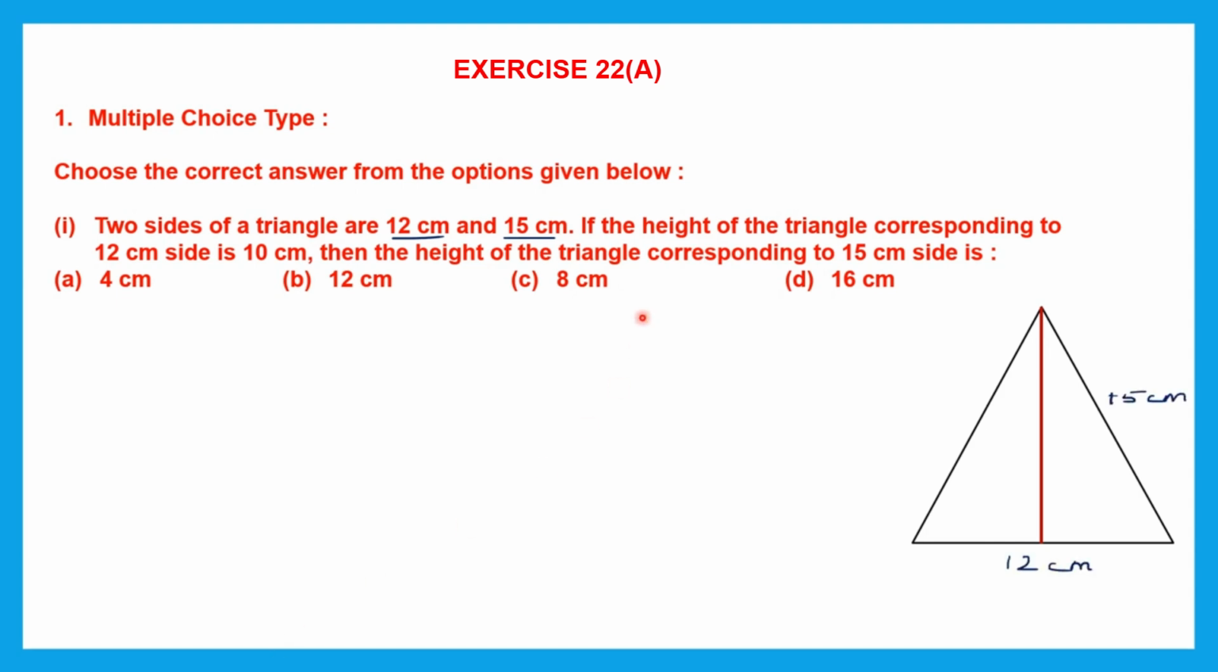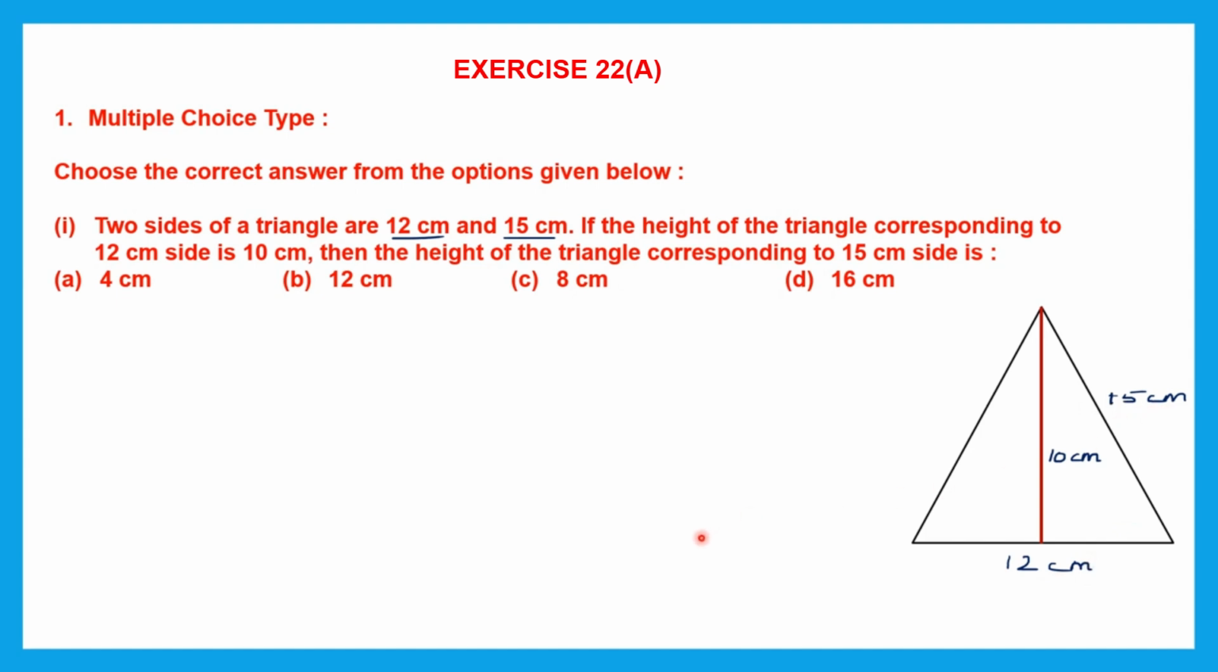Let's continue to read. If the height of the triangle corresponding to 12 centimeter side is 10 centimeters, that means this is the 12 centimeter side, the height corresponding to this side, that means from the opposite vertex. So this is the height and that is given as 10 centimeters. Then what are we asked to find? The height of the triangle corresponding to the 15 centimeter side. So we know the height of the triangle corresponding to this side. Now we need to know the height corresponding to this side.